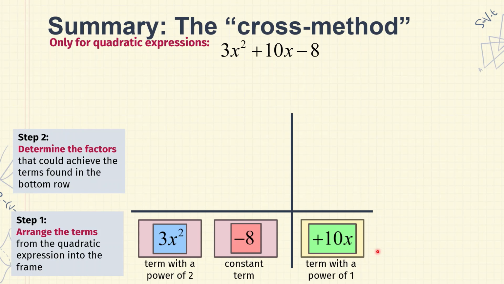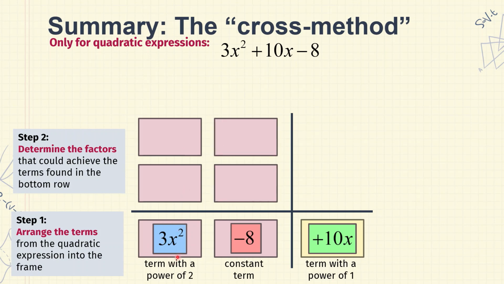Then in step 2, we determine the factors that could achieve the terms found in the bottom row. So in this case, we need to decide what are the two things to be filled up over here that will multiply with each other to get 3x squared. And then for the second column, we also need to determine what are the two things that will multiply to give us a positive 8 first. I said positive 8 because the negative sign will come into our consideration later on.